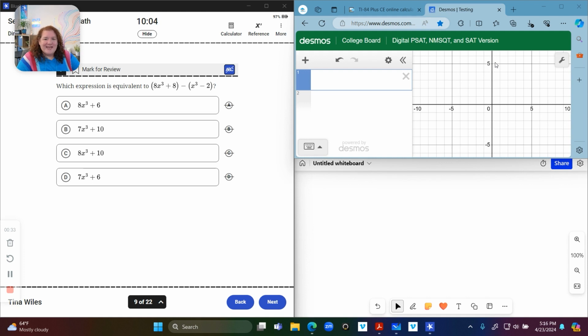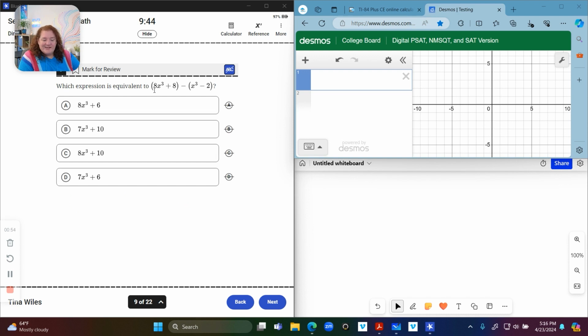I am using the Bluebook Test 5, and I'm currently in Module 1, Section 1 of the math modules. Whether you're reviewing or learning this for the first time, you're in the right place. So let's get started on question number 9.